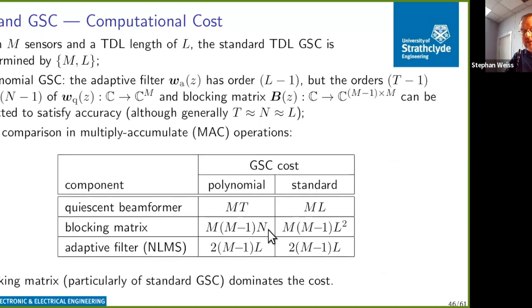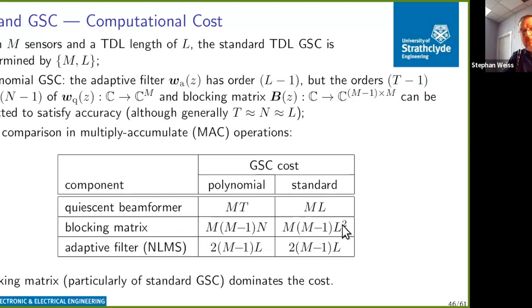So as a result of this, just the way it works out, the blocking matrix, if you have not a trivial case for the constraints, works out to be the costliest component in there. And with the polynomial approach, you actually have a factor of approximately L, the length of your tap delay line, smaller in the number of multiply accumulates that you perform there.